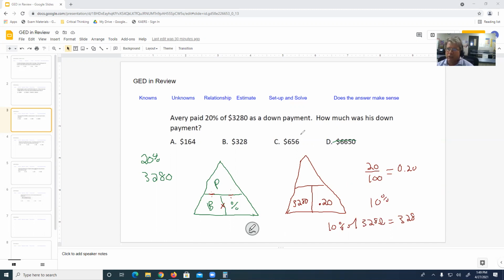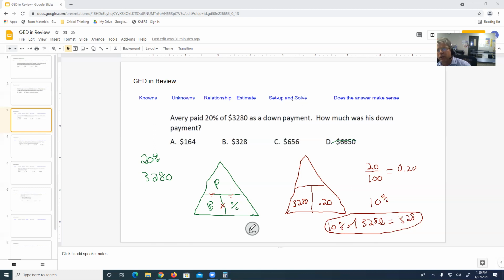So another strategy, in percentages, is 10% is one that's easily done, because all you have to do is move your decimal 1 place to the left, and that'll give you 10%, which will give you a starting place for an estimate. So again, notice how we have the knowns were the 20% down, and the whole amount was 3,280. The unknown was the part, or in this case, the down payment. The relationship can be organized in a triangle model. An estimate like I said, we know it's got to be under 3,280, which allows us to negate the D. And also, we could use 10% as a way to get through to an estimate.